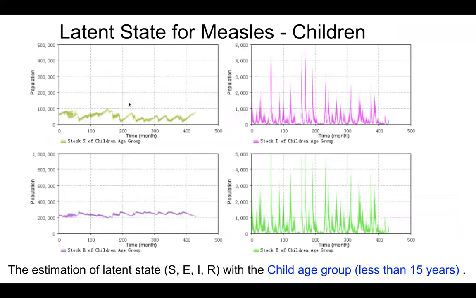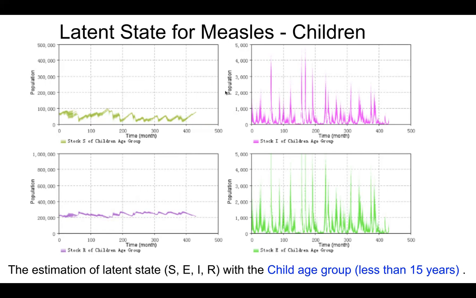Okay, so the previous part is the results from comparing the particle filtering model results and the empirical data set we already have. And the second part is we show that the particle filtering model and the particle filtering algorithm can estimate the latent state of a dynamic model.